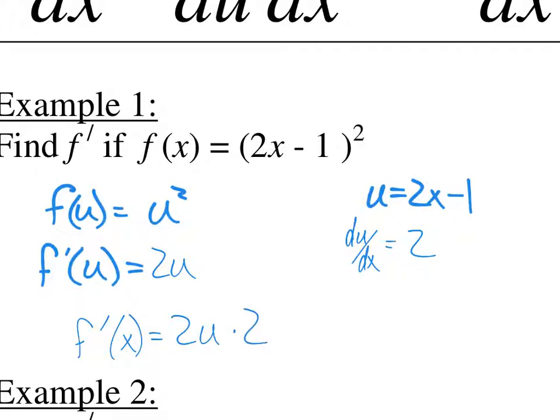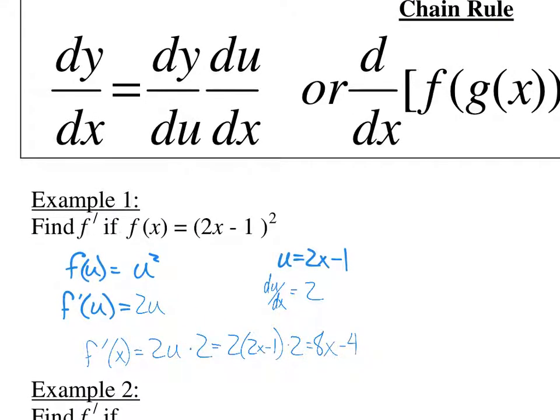But do we want a u in our answer? No. So what do we need to do with the u? Substitute the 2x minus 1 back in. So it's 2 times 2x minus 1 times the 2, which is 8x minus 4, if you simplify it out. That's the actual chain rule. You take the derivative of the outer function with respect to u times the derivative of the inner function with respect to x. Okay? It'll come.